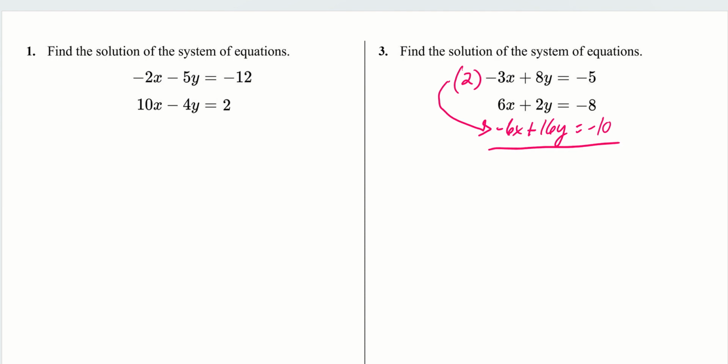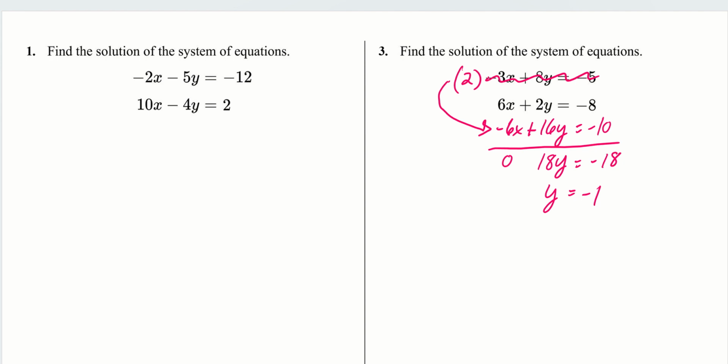So now I'm going to add the two functions together. We're not worried about this one anymore. 6x minus 6x is 0. 2y plus 16y is 18y. Negative 8 minus negative 10 is negative 18. So y is equal to negative 1. But I'm not done. I need to figure out what x is.